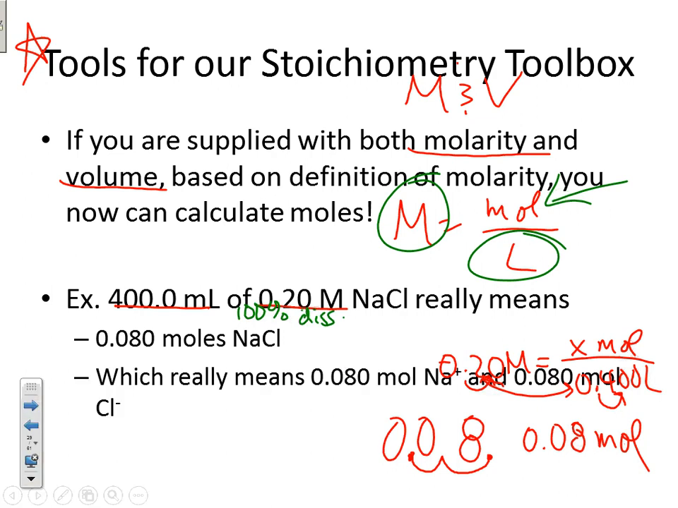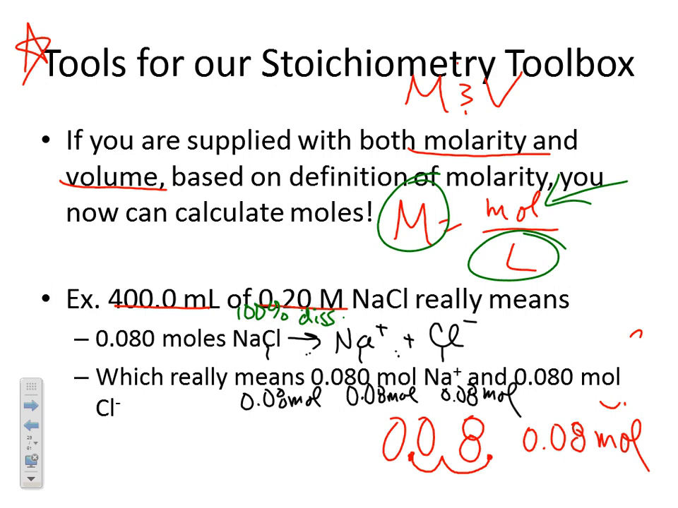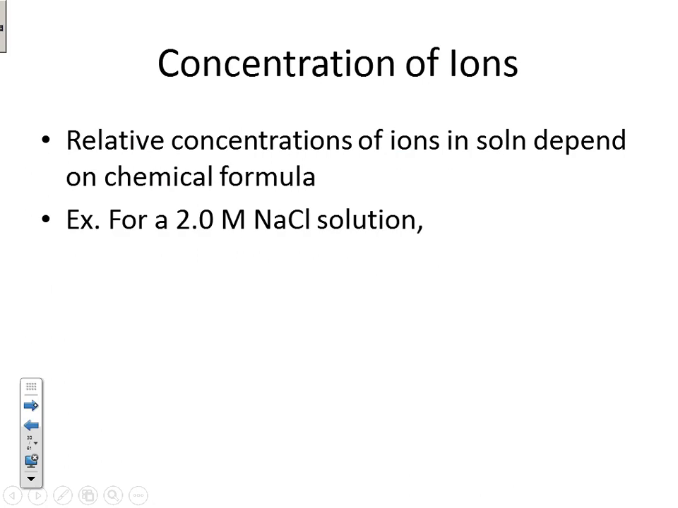It's really Na plus and Cl minus. So what we really have, 400 milliliters of a 0.2 molar NaCl solution really means 0.08 moles of Na plus and 0.08 moles of Cl minus, because this is going to dissociate into this and this. So this is a 1 to 1 to 1 ratio. So 0.08 moles here means 0.08 moles for the Na and 0.08 moles for the Cl minus. So we can very quickly go from molarity to concentrations of ions.